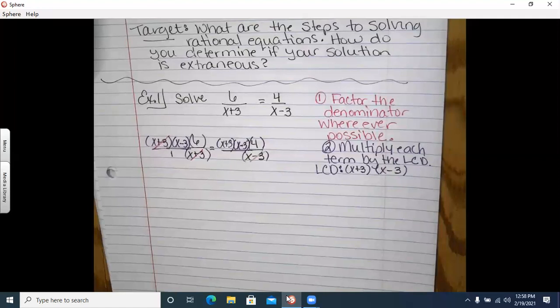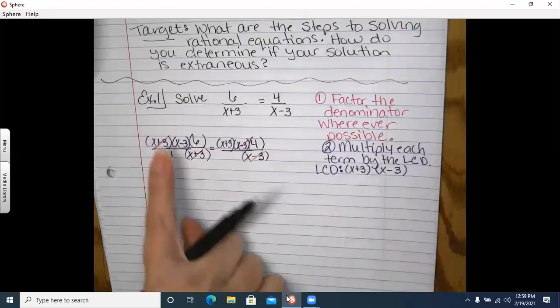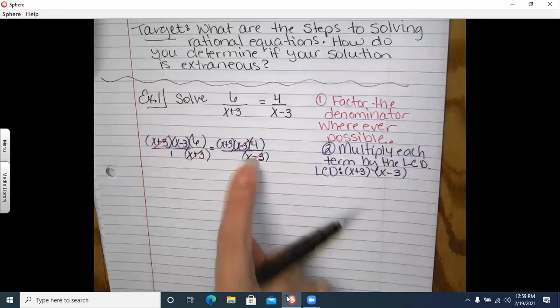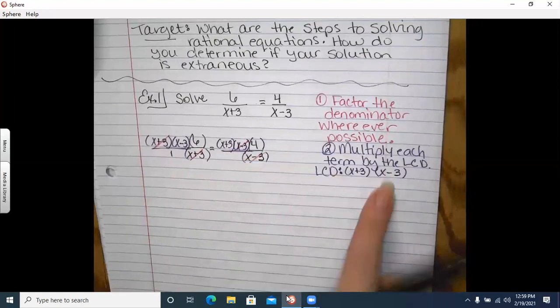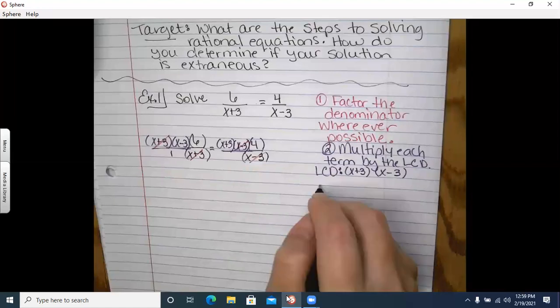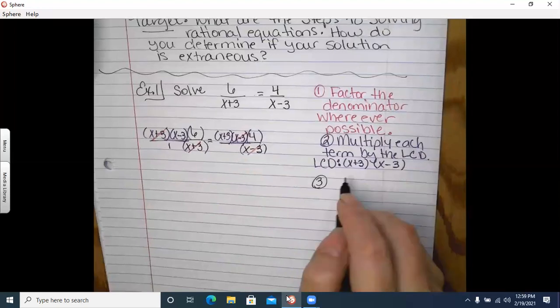At this point, you shouldn't have anything left in the denominator except for 1. If you have something besides 1, say you just chose x plus 3, well, that would have canceled this x plus 3, but when you got over here, x plus 3 over x minus 3 wouldn't cancel. So you would still have that x minus 3 in the denominator, right? Your goal, when you choose the least common denominator, is for everything to cancel, okay? So now, step 3, rewrite the equation.